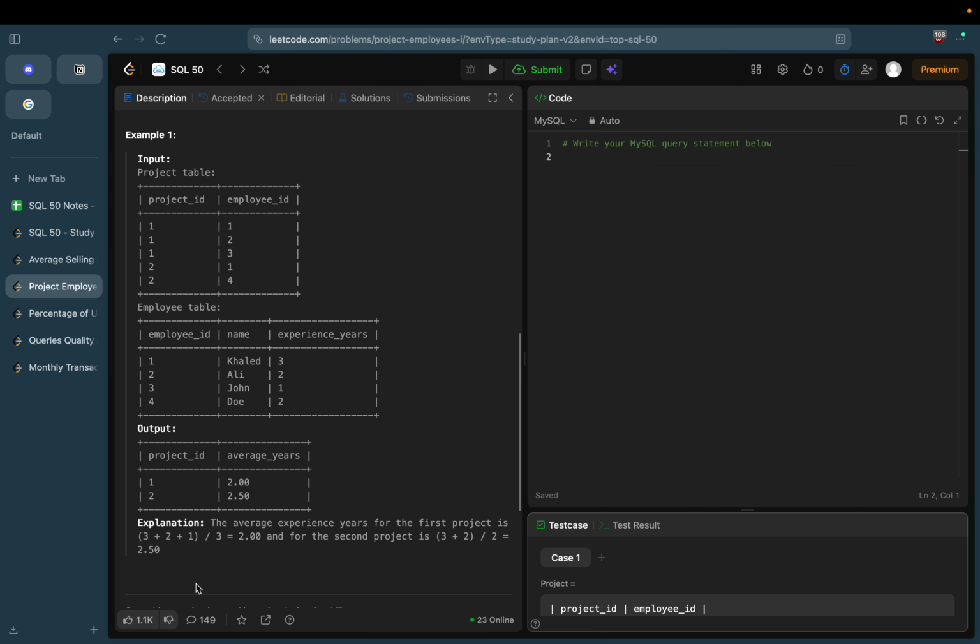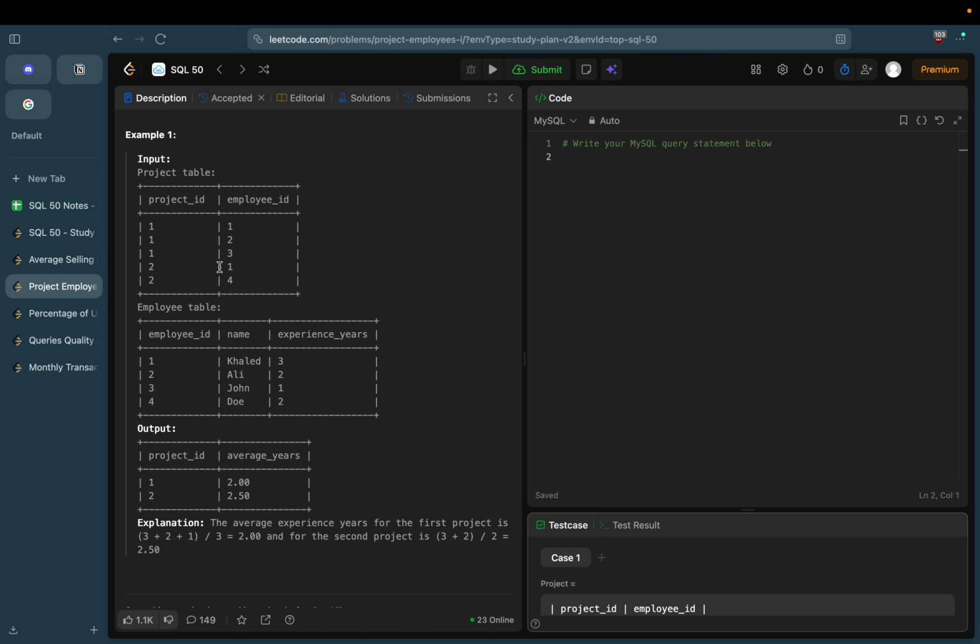Let's see about the calculations. The average experience years for the first project is, okay, so for project ID 1, we have the employees 1, 2 and 3. The employee IDs 1, 2 and 3 have the experience years 3, 2, 1. Sum of 3 plus 2 plus 1 is 6, and divided by these 3 employees, 6 divided by 3 gives us an average of 2, rounded up to 2 decimal places.